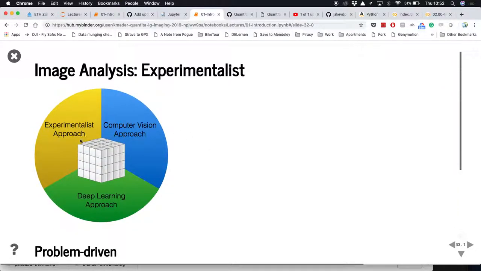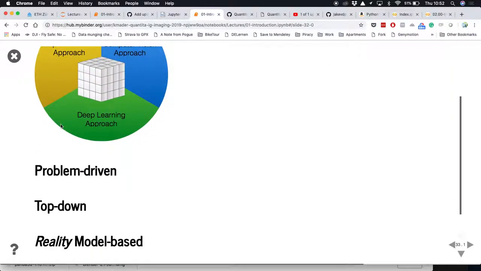Most of you not coming from a computer science background probably have this approach, where you're really problem driven. It's top down and it's reality model based. You're given an image and you know that there should be cells inside it and you want to count how many cells are there. So you have some model of the world, you have some expectations, and your goal is to try to extract that in a reasonable way.